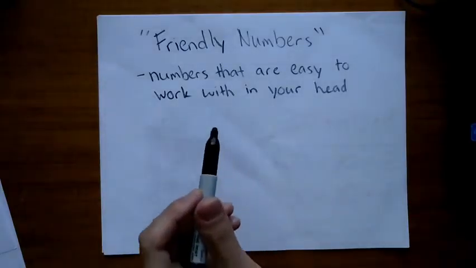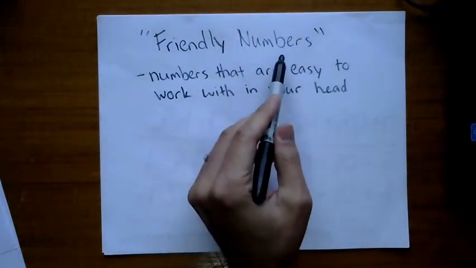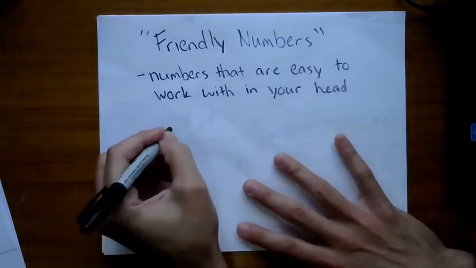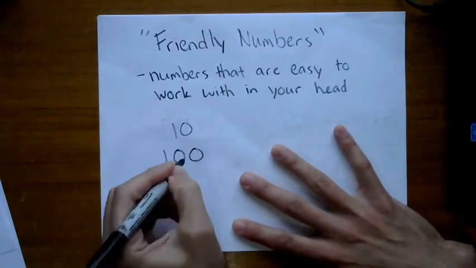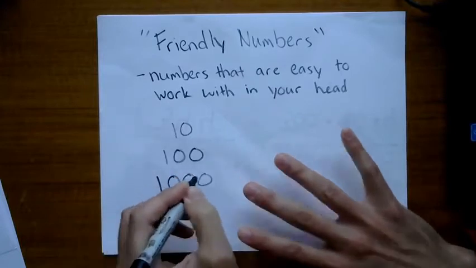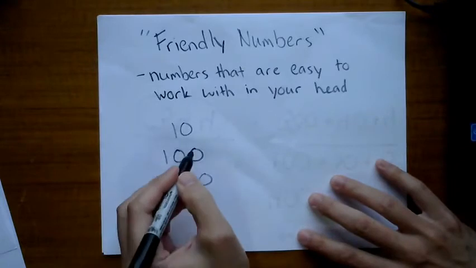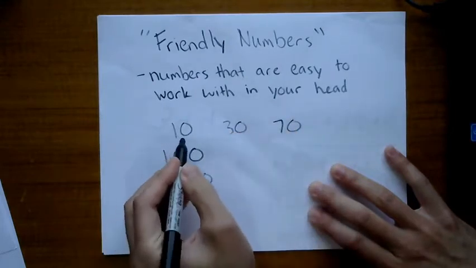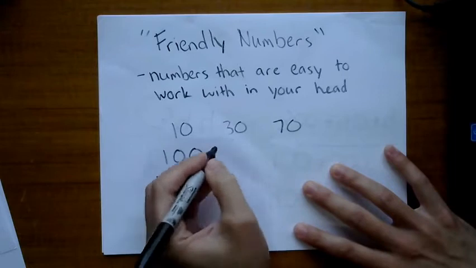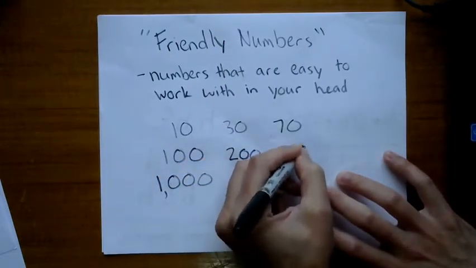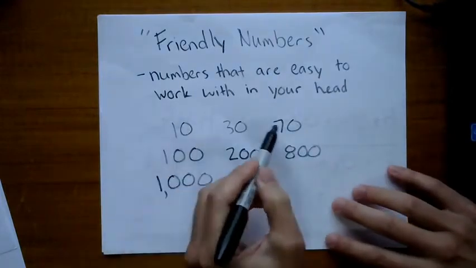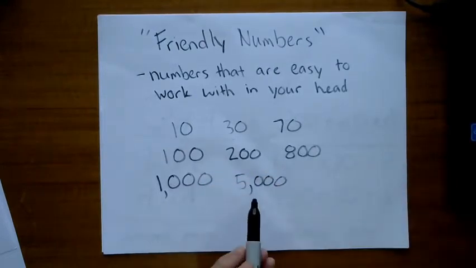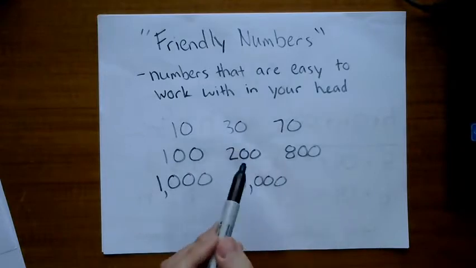When you round, you are trying to change numbers into friendly numbers. Friendly numbers are numbers that are easy to work with in your head. So these are numbers like 10, say, or 100, or 1,000. And it's not just these, you can have multiples of these numbers as well. So I would say that 30 is a friendly number, or 70. Just any multiple of 10 would be a friendly number, just like 200 or 800. They're right on a 10 or a 100 or even 1,000. 5,000 would be a friendly number. So when we're rounding, we're trying to get to friendly numbers so we can work with them more easily in our heads.